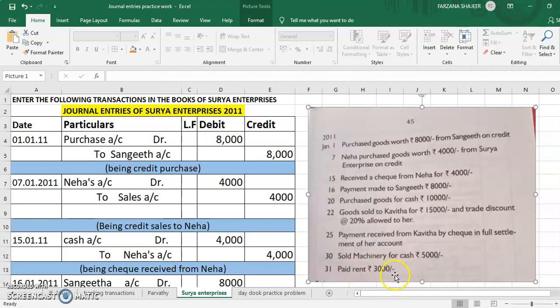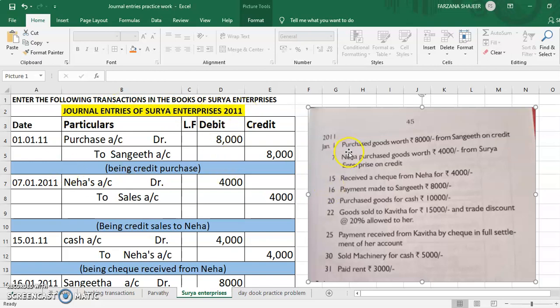With this we come to the end of the question, and we are going to record the journal entries for these transactions. We have the columns for journal entries. We have a date column, particulars column, a ledger folio, a debit and a credit column, and you give the title journal entries of Surya Enterprises 2011.